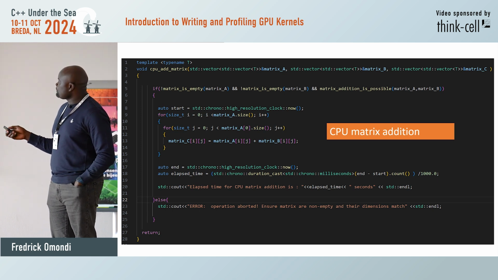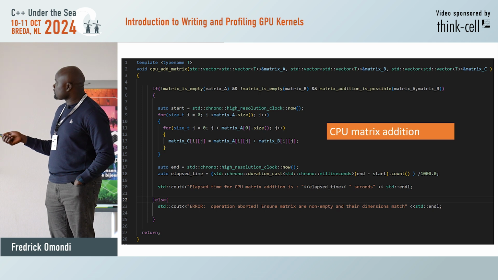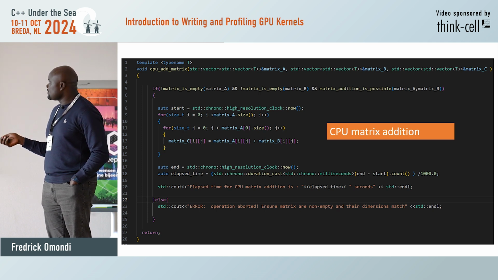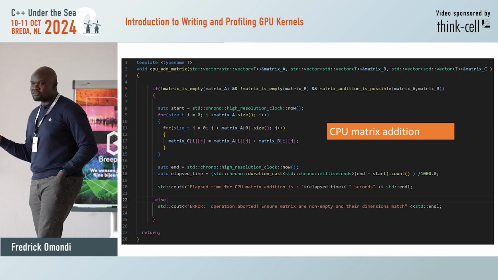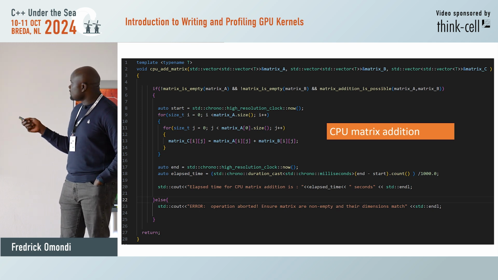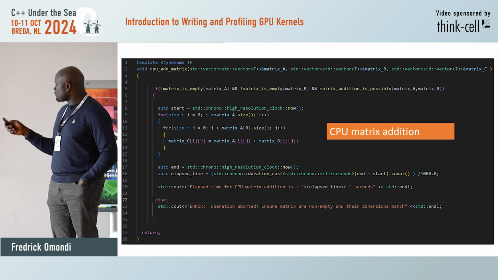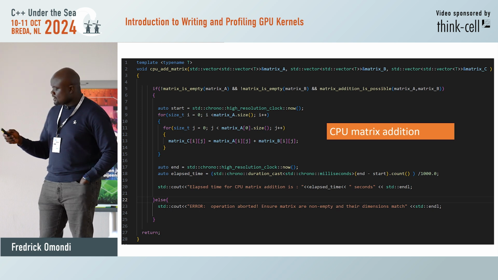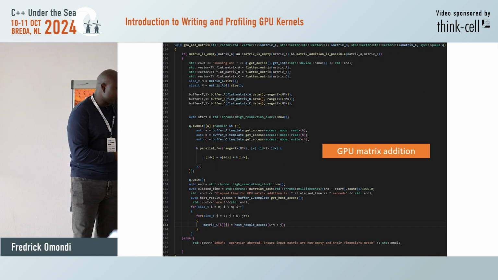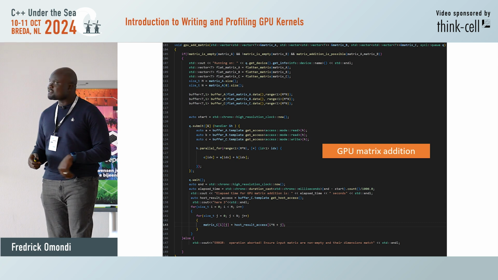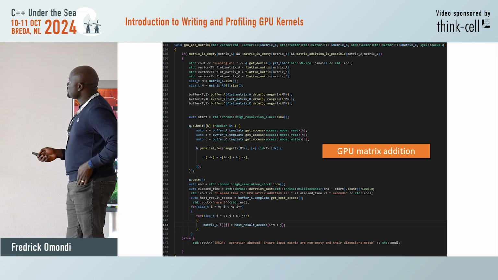Nothing special really about this piece of code. I'm just checking how much time it takes to do the calculation where you add the two matrices, A and B, and then you store the results in matrix C, and then you just log the amount of time it takes. And on the other side, I've got the same being done on the GPU.